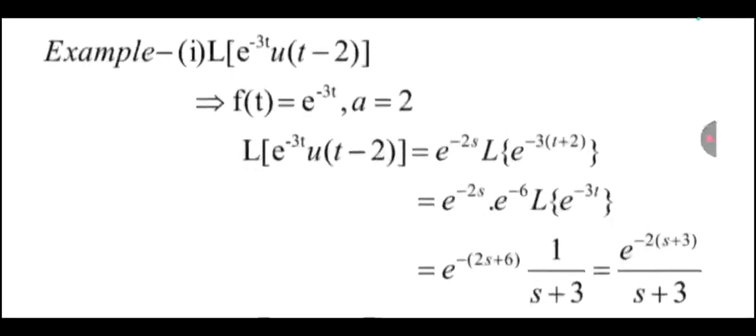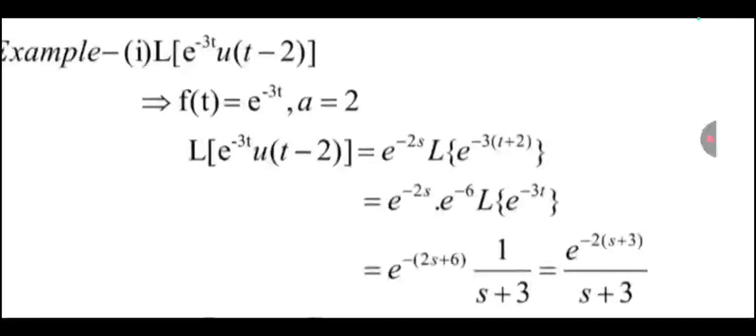So this is an example of a shifting theorem, second shifting theorem. L of e power minus 3t into u of t minus 2. Here f of t is equal to e power minus 3t and a equal to 2. So substitute in the result. L of e power minus 3t into u of t minus 2 can be written as e power minus 2s into L of e power minus 3 into t plus 2. So here e power minus 3t, multiply this minus 3 inside, minus 3t minus 6.